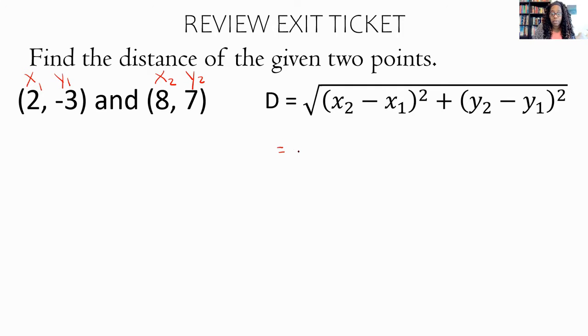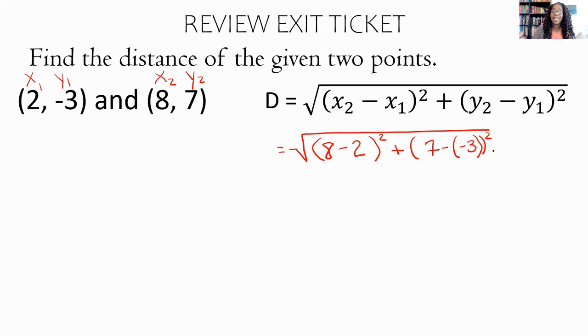So I'm going to bring it on over here. I'm looking at the difference of my x's squared. So my x sub 2 is 8 minus my x sub 1, which is 2, plus the difference of my y's squared. So we have my y sub 2, which is 7, minus my y sub 1, which is -3. Notice I put the -3 inside of parentheses because it's not 7 minus 3, it's 7 minus -3. So you're replacing this whole y sub 1 with that -3. That's the only thing that's being replaced.